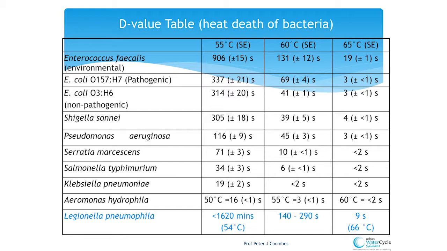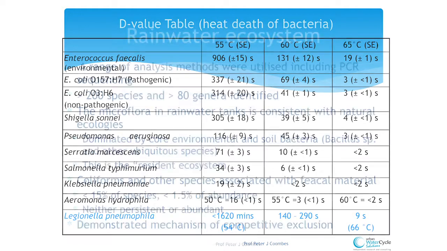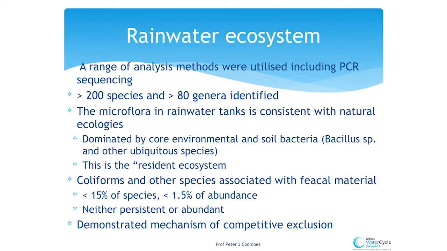So if you can see here, like pneumonia and salmonella, they die very, very quickly at 55 degrees: 19 seconds, 34 seconds. At 60 degrees, less than 2 seconds, 6 seconds, 10 seconds. As you can see here, the pathogens are actually highly susceptible to the temperatures in domestic hot water systems. Basically, they die quickly.